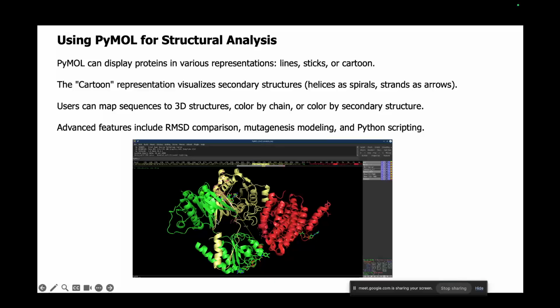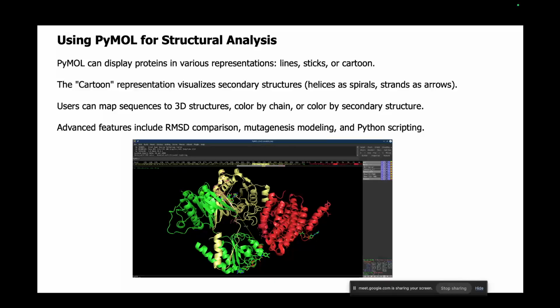So if you have a protein, it will show you like this. This is a whole 3D space from which you can move around the molecule and the different parts of the molecule. And it represents the cartoon representation, which visualizes secondary structures, helices as spirals, strands as arrows, and so on. So I hope you can see these arrows. These arrows are basically beta strands, right? And then the spirals are your helical structures, the alpha helices.